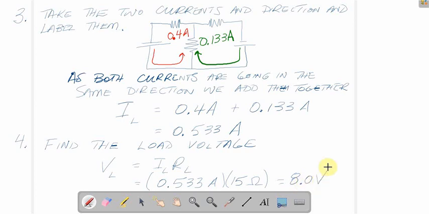So using superposition, we figured out the load current and the load voltage. That's it for this video. Try the ones in your book and see me if you have any questions.